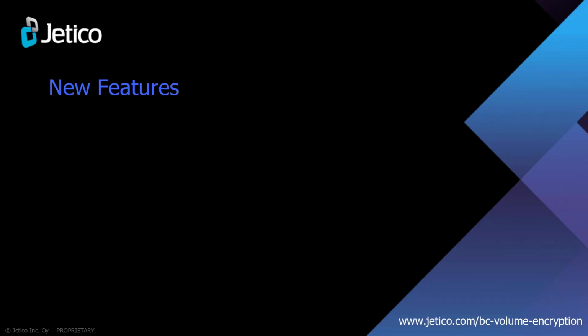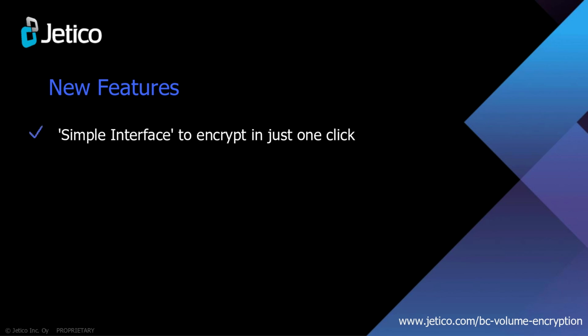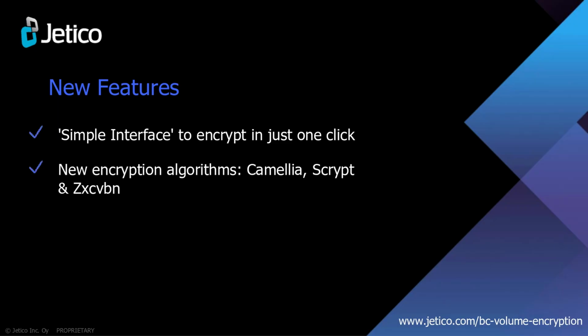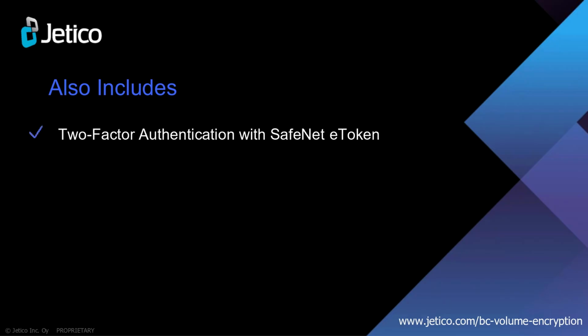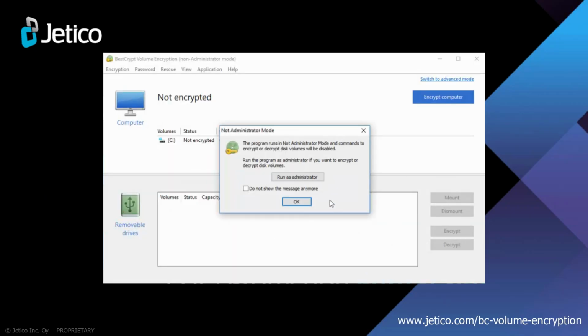In this video, we will show you how to encrypt a volume while showcasing new features in version 5: the simple interface to encrypt in just one click, new encryption algorithms, Camellia, Encrypt, and ZXCVBN, and two-factor authentication with YubiKey. The latest version of BestCrypt Volume Encryption also includes the following features: two-factor authentication with SafeNet e-tokens, single sign-on, and traveler mode disk.